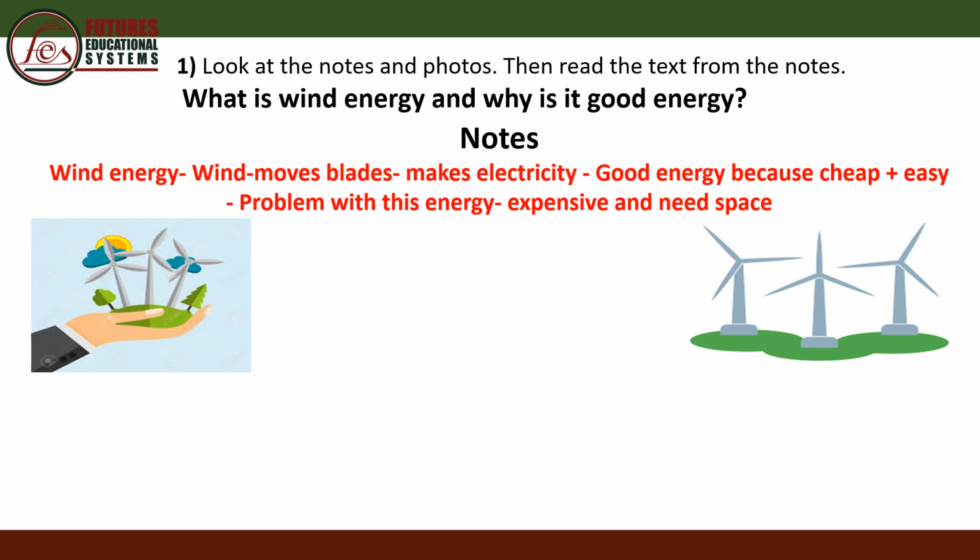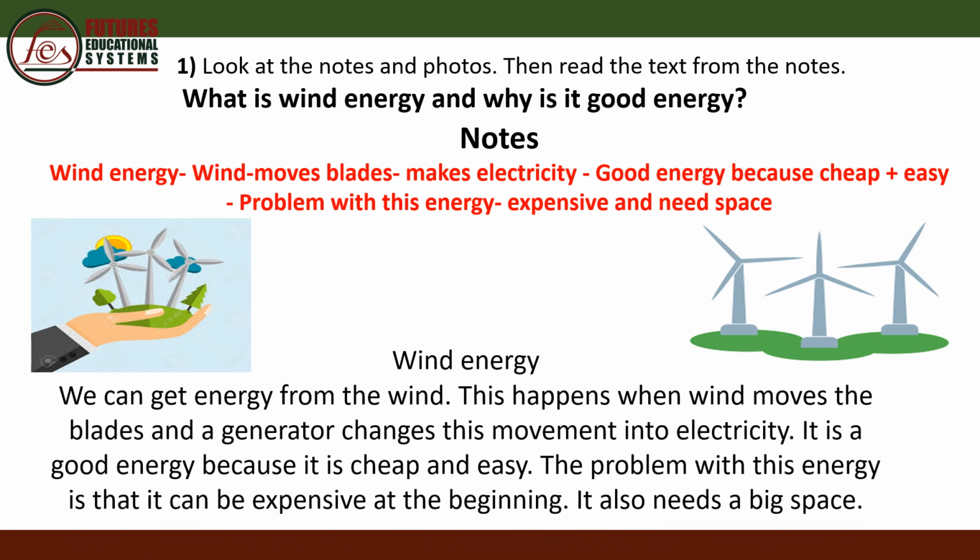Okay, my dears, let's read how we can use these notes in making sentences. Wind energy. We can get energy from the wind. This happens when wind moves the blades and a generator changes this movement into electricity. It is a good energy because it's cheap and easy. The problem with this energy is that it can be expensive at the beginning. It also needs a big space.